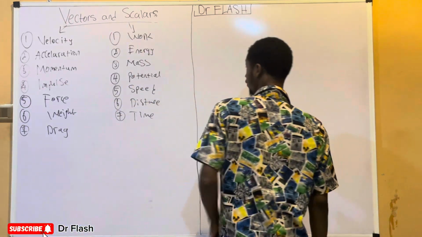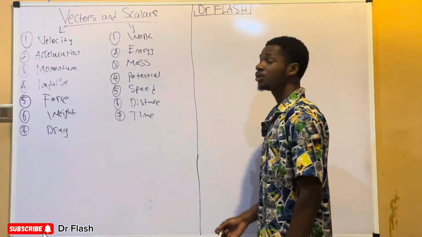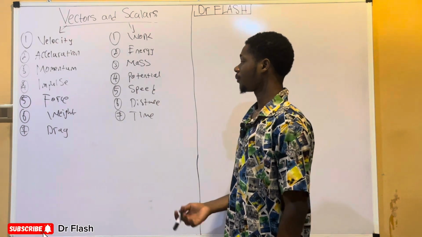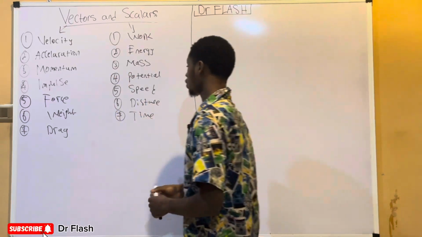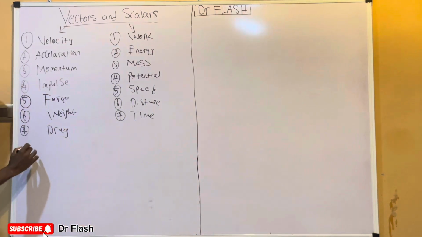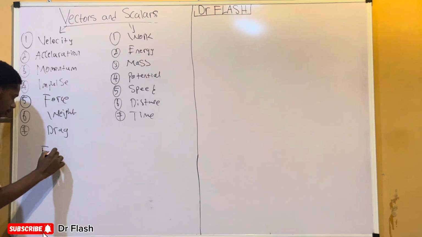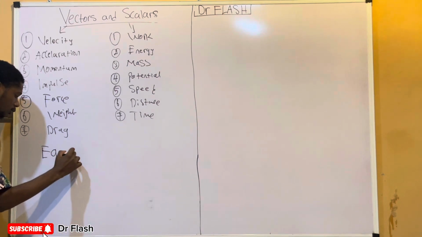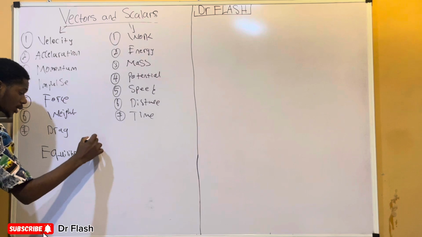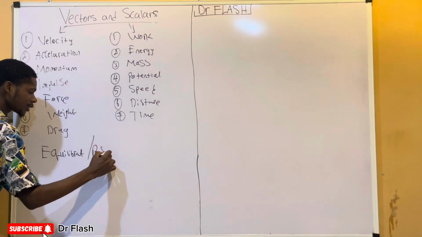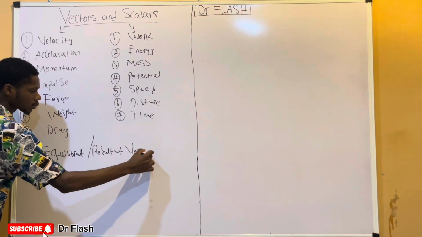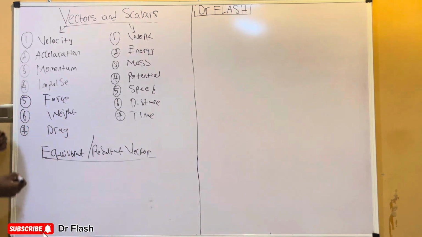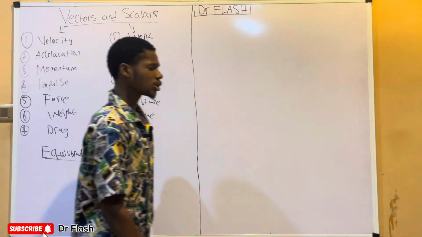Now the next thing we are going to talk about, before we go into what we call resolution of vectors, is the equilibrant and the resultant vector. So I'm going to come here on our right: equilibrant and resultant vector. What is an equilibrant vector, what is a resultant vector, and what are the differences between these two?